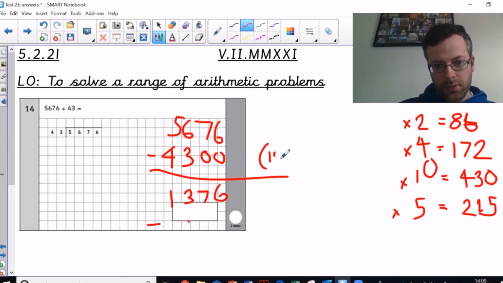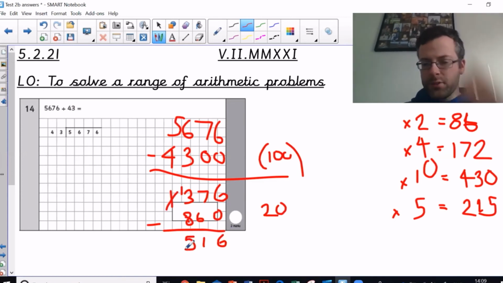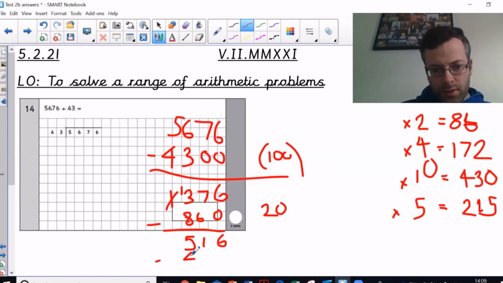So that's 100 lots. Take away 860, which is going to be 20 lots. 6 ones, 110. Need to exchange there. 500s, 516. So I'm going to take away 430, which is 10 lots. So that leaves me with, I'm going to have to move that out of the way. So that leaves me with 6 ones.